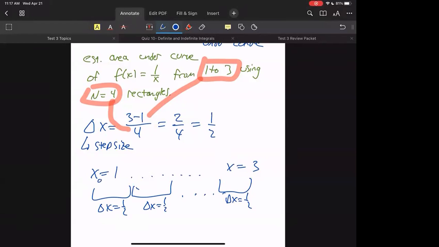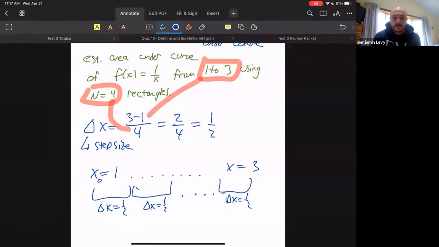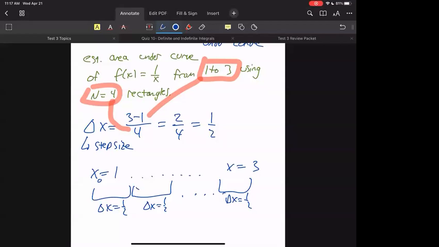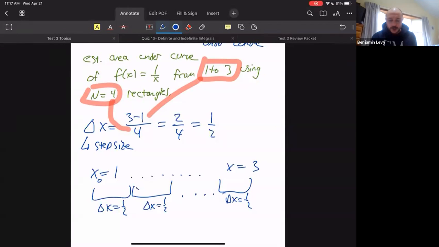So I'm just going to write. Yeah, go ahead. I was just going to say, is n always given? N is given. Yeah, it's usually you're given some x values and n.